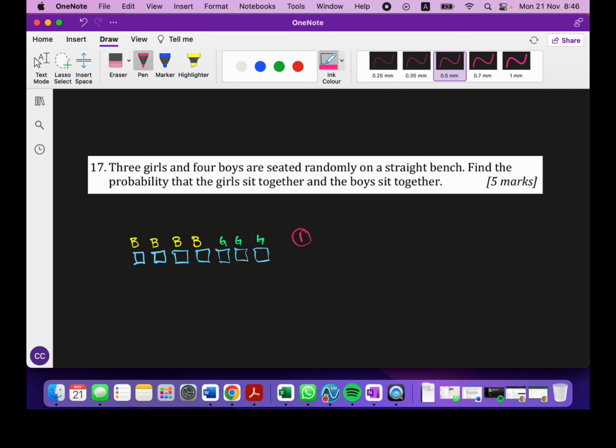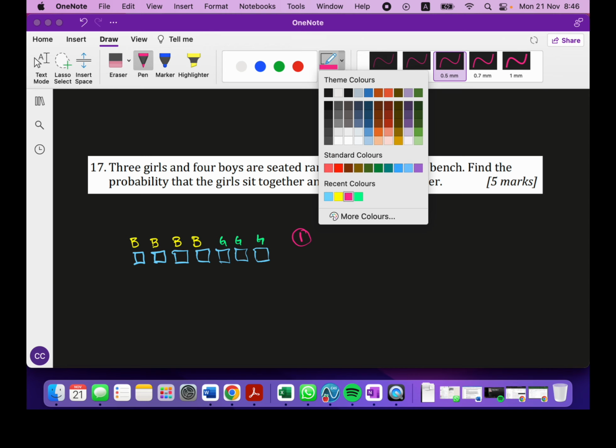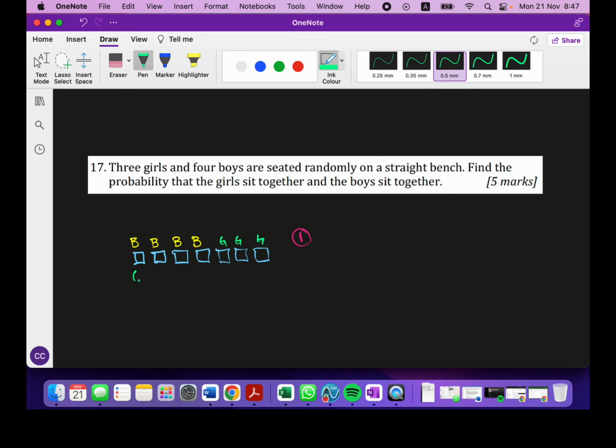So there's one possibility. The other possibility, because they both have to all be sitting together, and if I split them in any way, we don't have that anymore. So the other situation where that could happen would be girl, girl, girl, and then boy, boy, boy, boy. So the two scenarios that we have, it's either that one or that one. So we know that there's two different ways in which this could possibly happen.